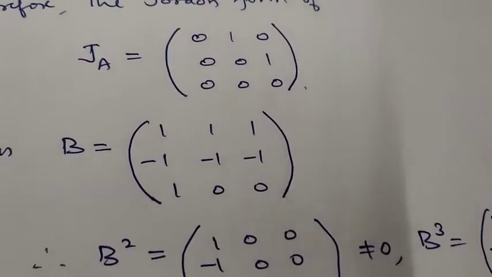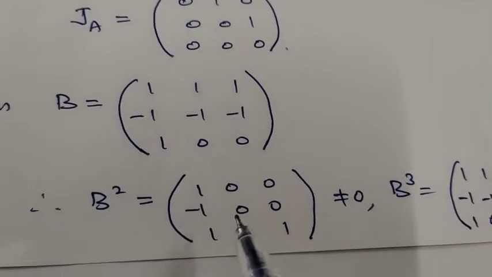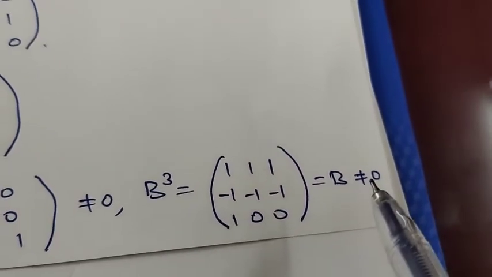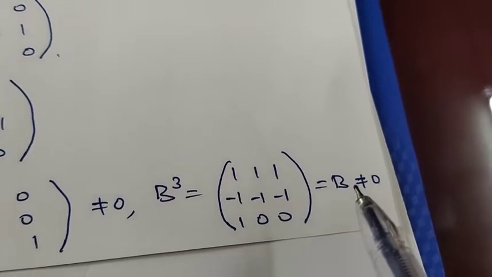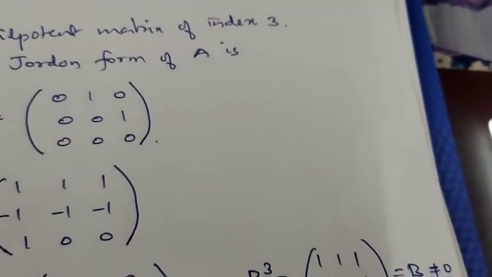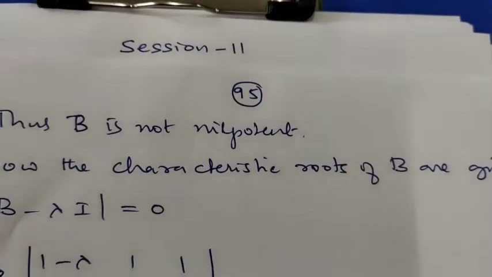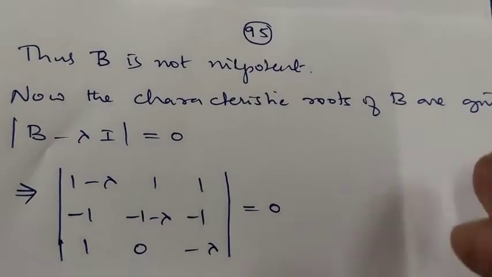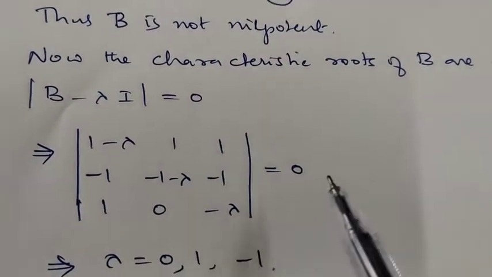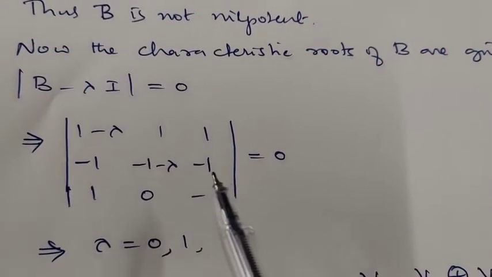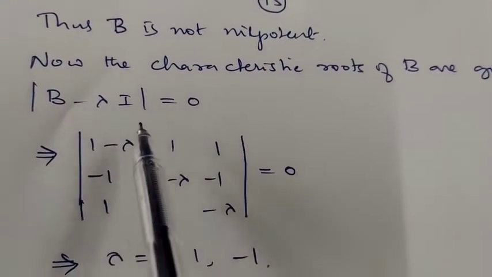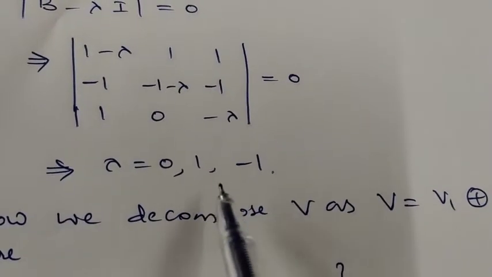Now let us take up the matrix B. Consider B square, which is non-zero, and again consider B cube, which is found to be B itself. This means the elements are repeating, so it will not be 0. B cube is B, which is non-zero, so the matrix B is not nilpotent. Now consider the characteristic roots of B. This is given by determinant of B minus lambda I equal to 0. This implies the determinant of the matrix with entries 1 minus lambda, 1, 1; minus 1, minus lambda, minus 1; 1, 0, minus lambda is equal to 0. This implies lambda is 0, 1 and minus 1.